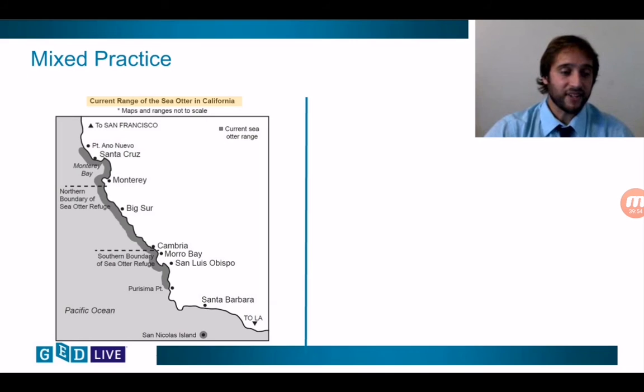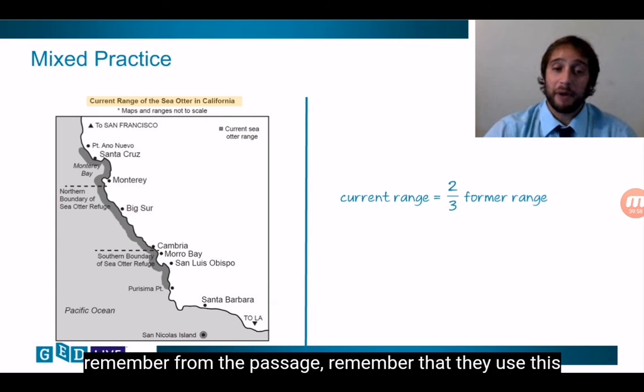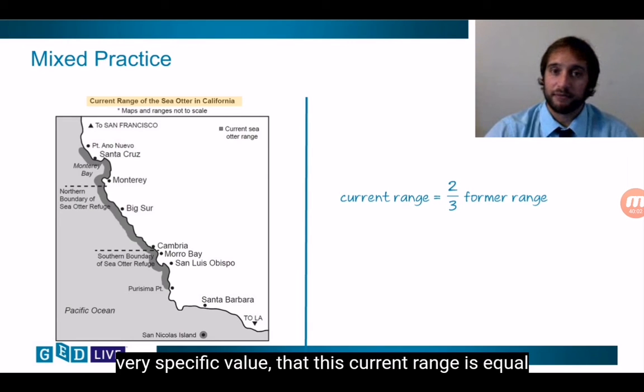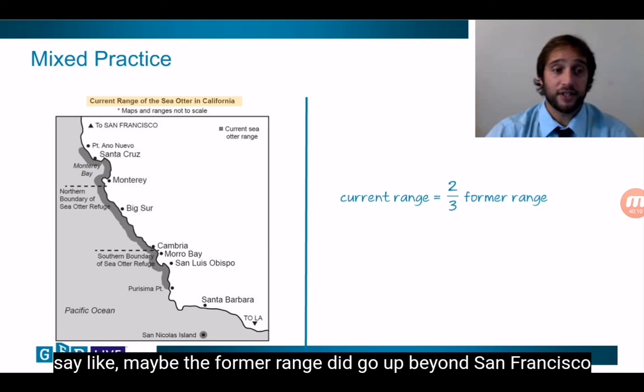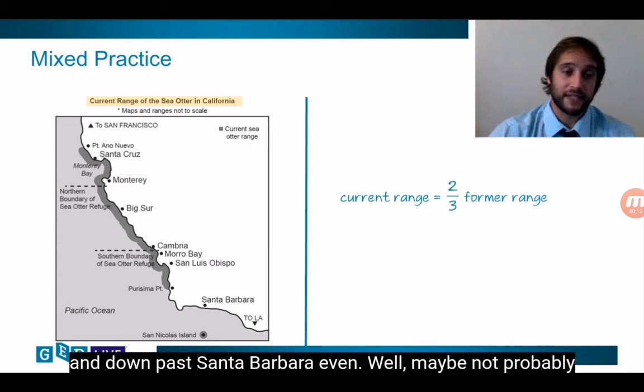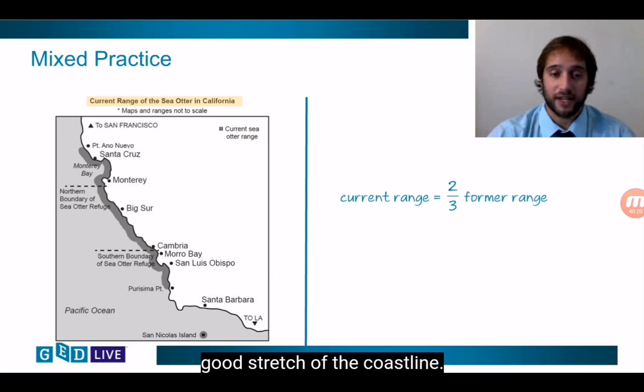Okay, all right, so we've thought about how it interacts. And if we remember from the passage, they used this very specific value. They said the current range is equal to 2/3 of the former range. So we could probably say maybe the former range did go up beyond San Francisco and down past Santa Barbara, even, well, maybe not all the way to LA, but probably a pretty good stretch of the coastline.